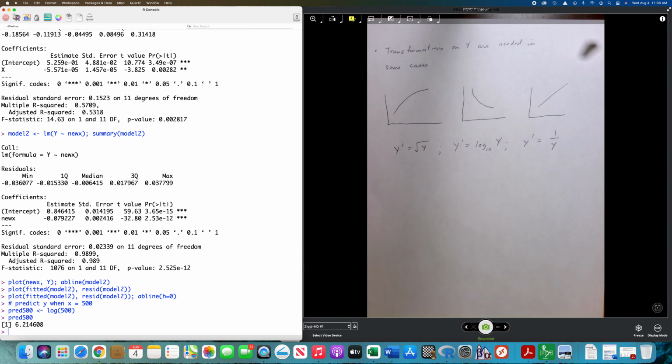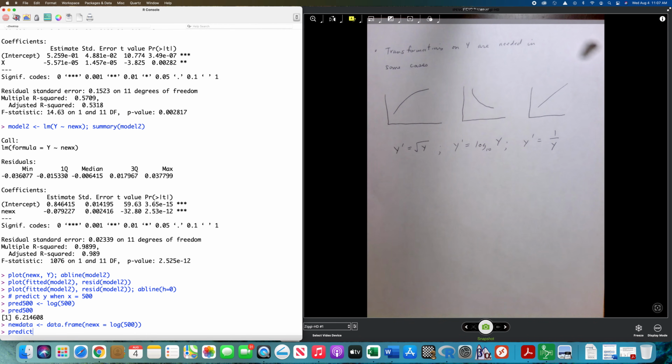So predict 500, so 6.215. Now, the next thing I would do, this is going to be kind of good review from MATH6500 and earlier in 6500, I would create a new data frame, and I would have my new x, I believe is what I called it, equal to the log of 500.